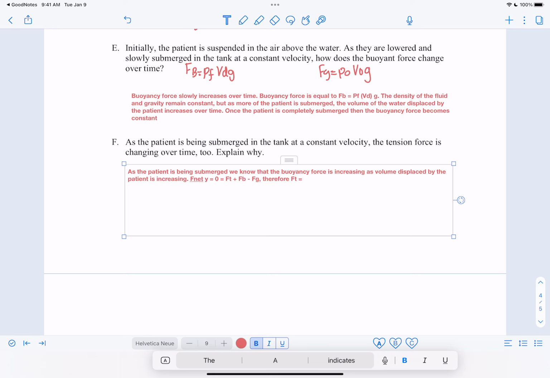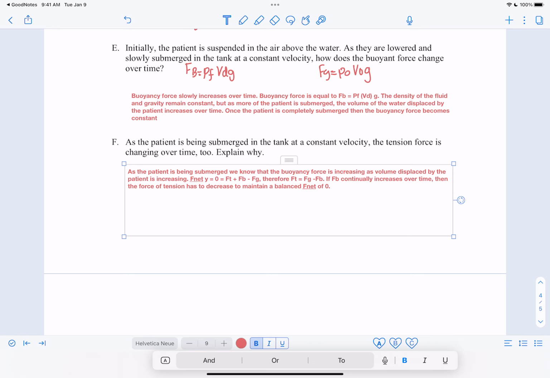Ft, the force of tension, is equal to the force of gravity minus Fb. If Fb continually increases over time, so if Fg, for example, was 600 newtons, and Fb goes from 0 to 200 to 300 to 400, you take 600 minus 0, that's 600. 600 minus 200, that's 400. 600 minus 300, that's 300. What do you notice about the force of tension? If Fb continually increases over time, then the force of tension has to decrease to maintain a balanced F net of 0.